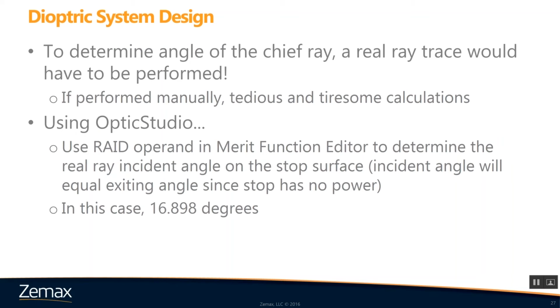So to determine the angle of that chief ray for our full field, a real ray trace would have to be performed. If performed manually, that's a tedious and tiresome process. But using OpticStudio, it's pretty easy. Here we can just use the RAID operand in our merit function editor to determine the real ray incident angle onto that stop surface of our mirror system. The incident angle will equal the exiting angle since the stop has no power, obviously. And in this case, that's 16.898 degrees.